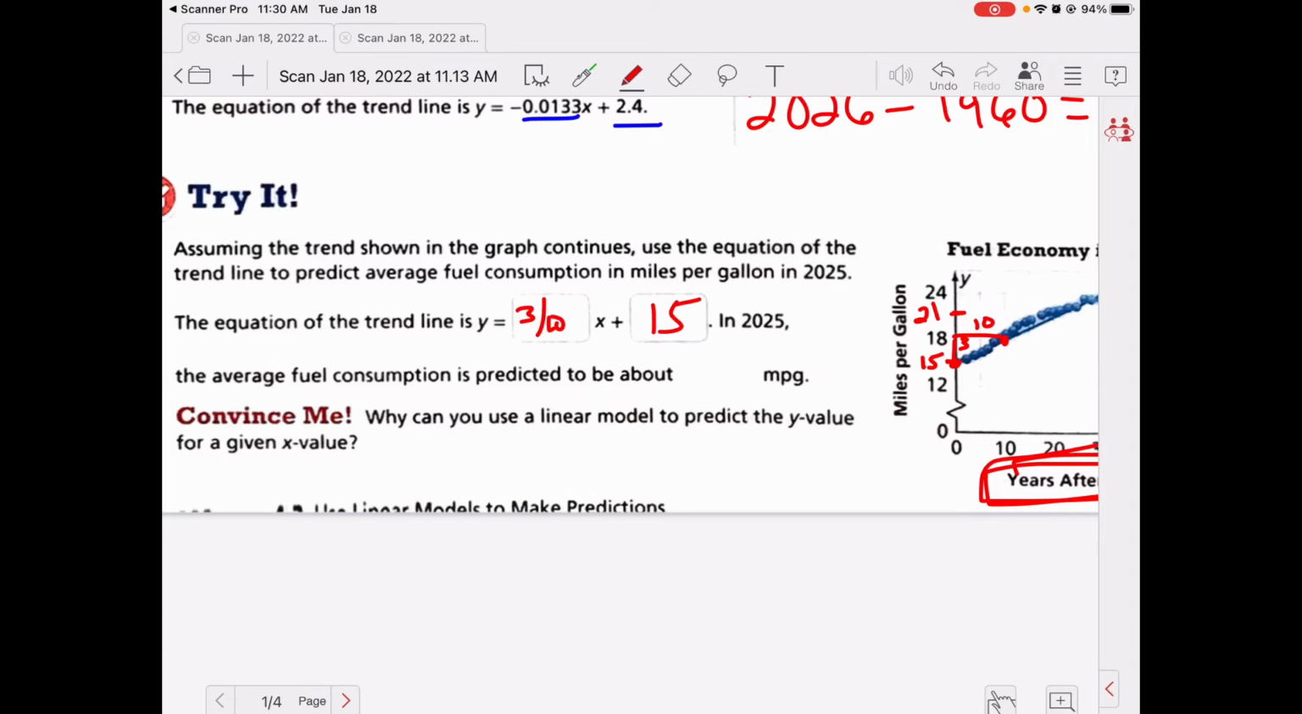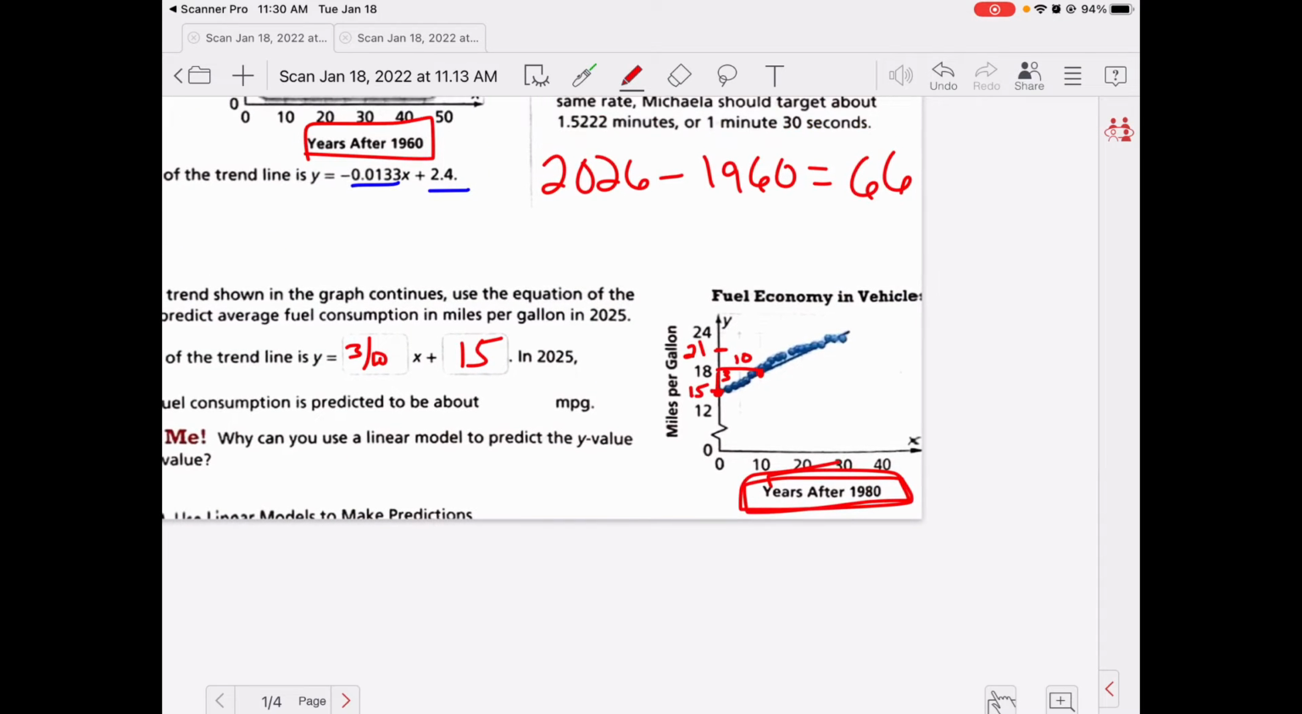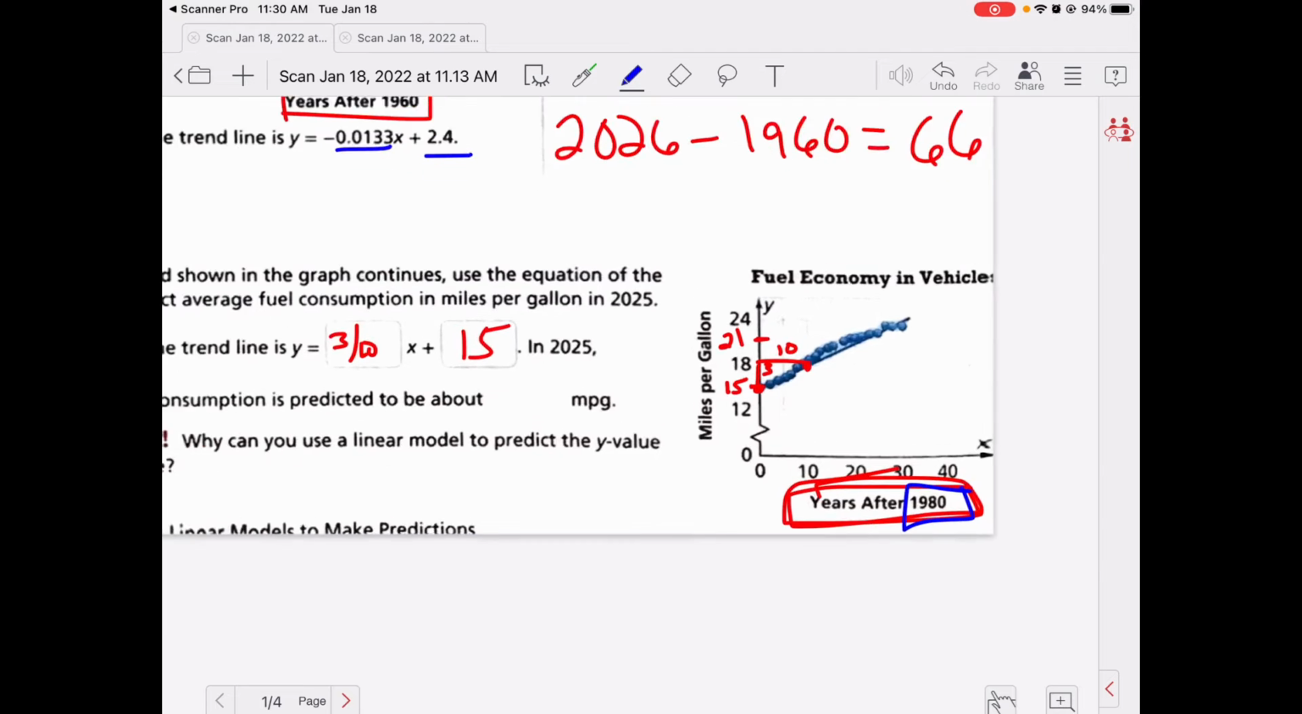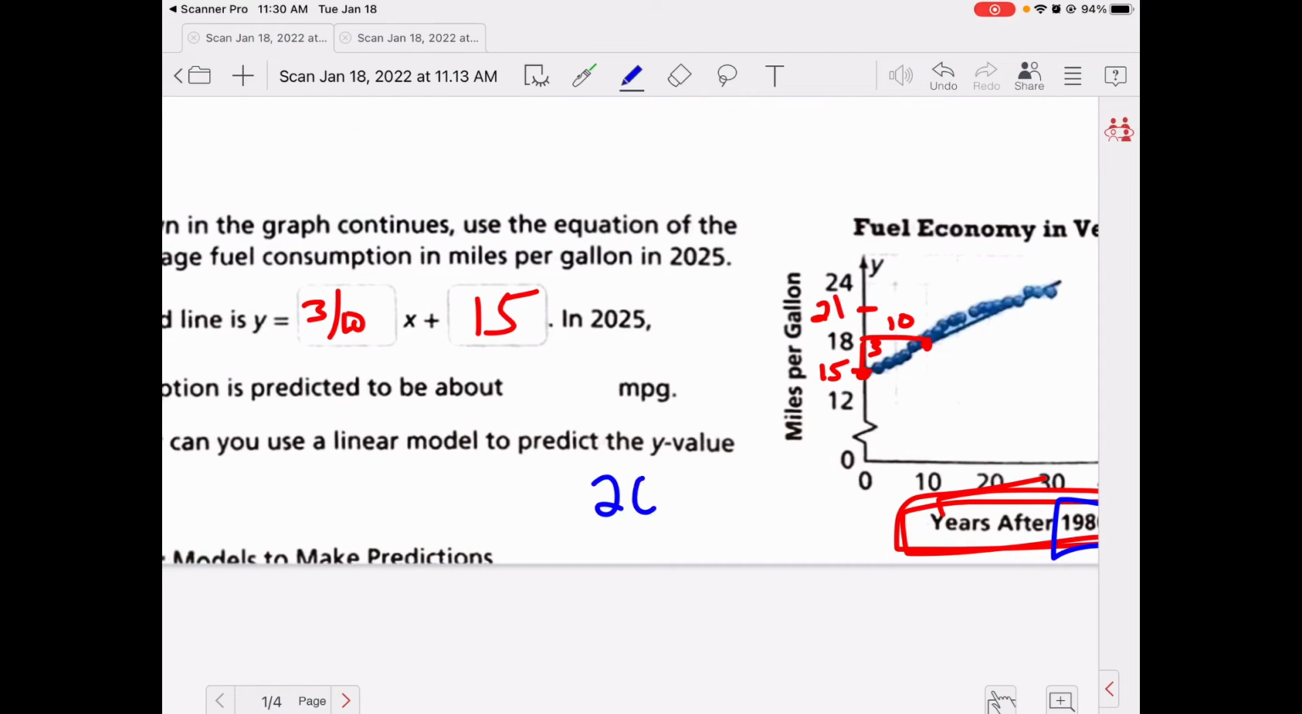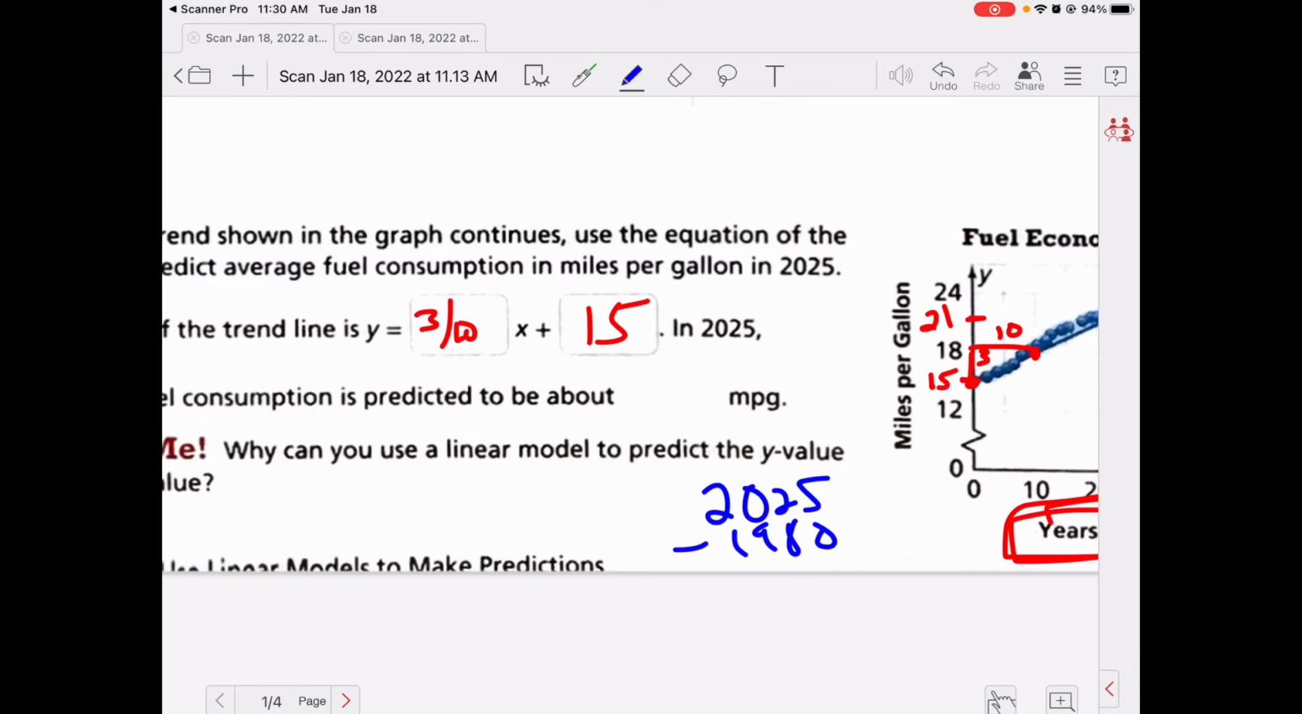Now, that's our trend line, okay? So they want to know what's happening in 2025, because we don't have that on here yet. So first I need to decide what my x value is. Well, the x is starting after 1980, so I'm going to do 2025 minus 1980, and you can feel free to use a calculator on that, is 45. So my x value is 45.